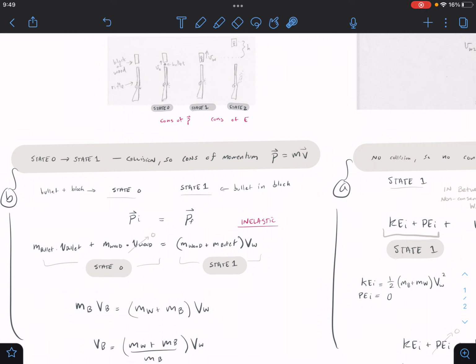So the way that we're going to do this is we're going to set up the initial momentum of the system equal to the final momentum of the system. So initial momentum is equal to final. So we're looking at state 0 to state 1 because that's when our collision happens.